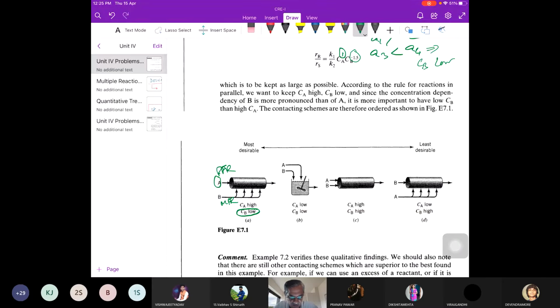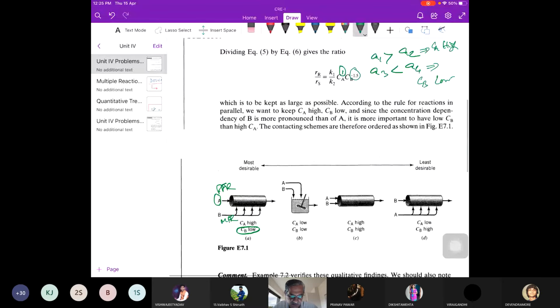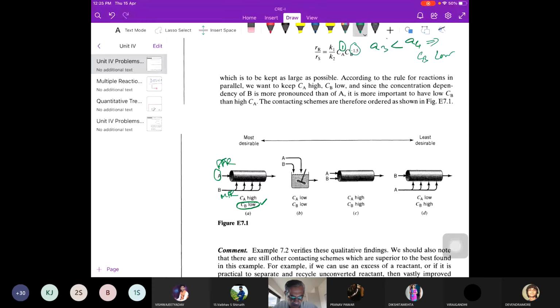ठीक है? Okay, so in this case, if I use PFR for A in the PFR mode, that will give me high concentration of A, and if I introduce B gradually along the length of the PFR, the concentration of B will be low, so I'll get the desired concentration profile of A and B, right? So this is the most desirable, right?